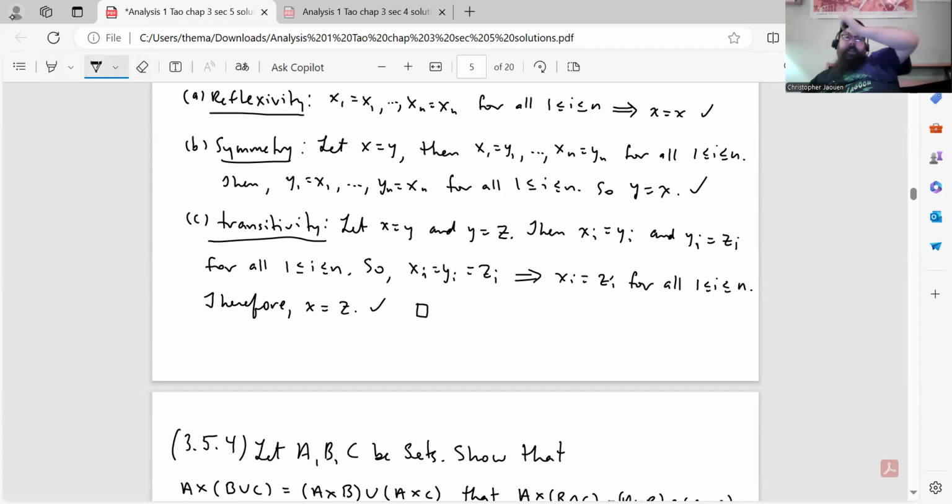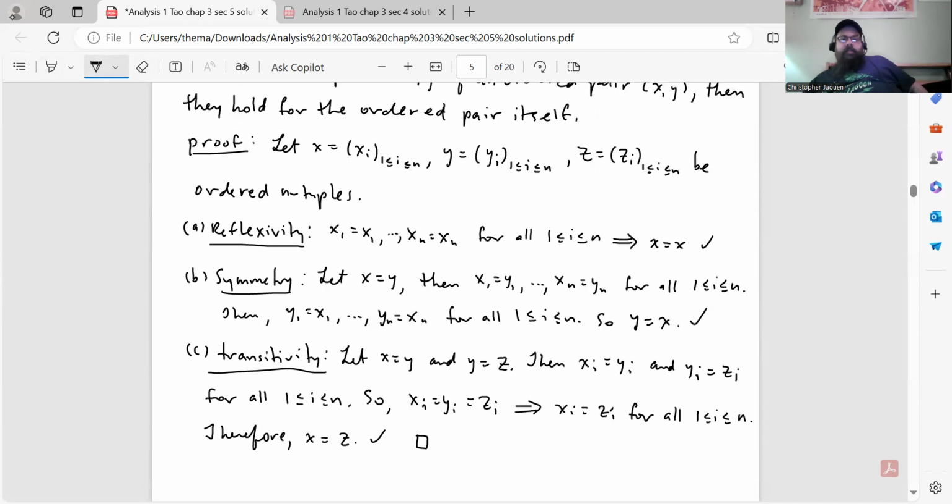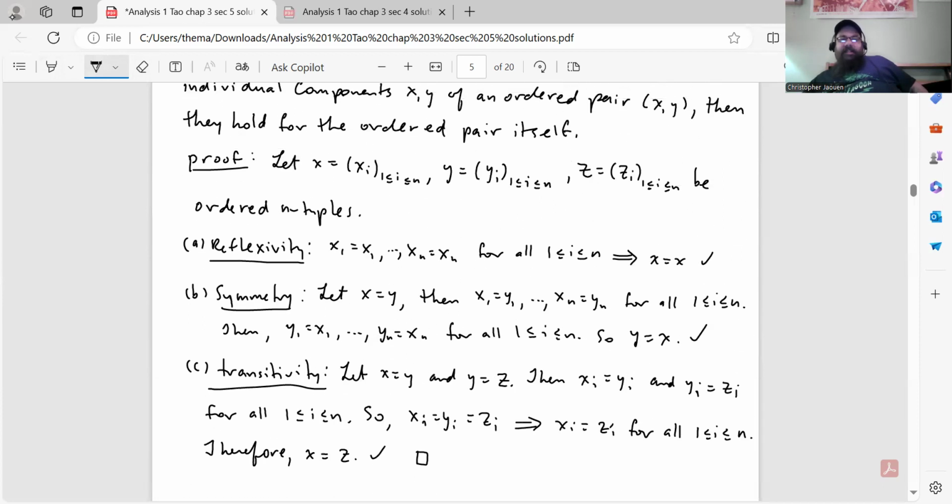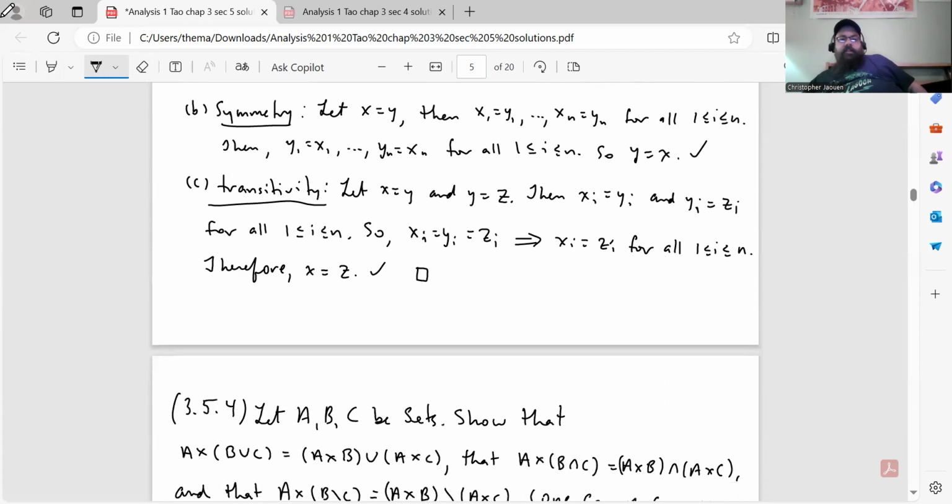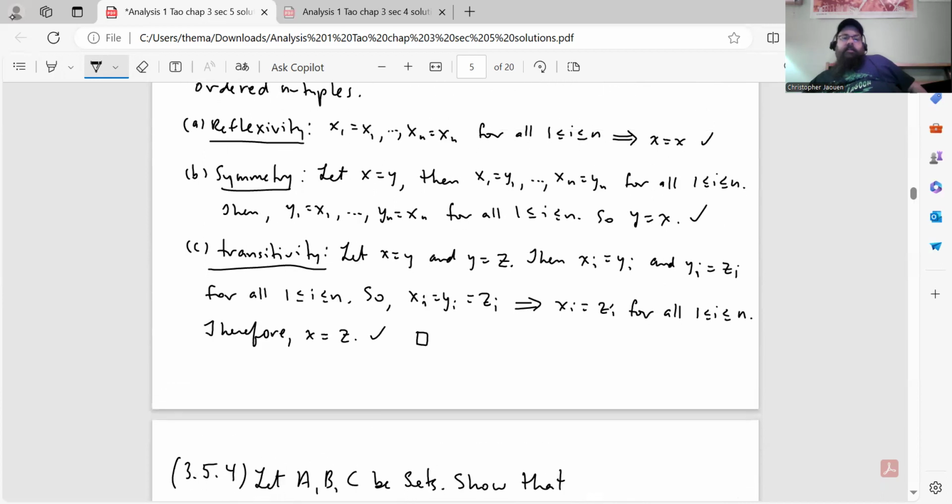All right, then xi equals yi and yi equals zi for all i from 1 to n. So xi equals yi equals zi, which implies that xi equals zi for all i from 1 to n. Therefore, x equals z. And I just realized I didn't define these for you, but x is the ordered n-tuple of the xi's, y is the ordered n-tuple of the yi's, and z is the ordered n-tuple of the zi's. So that shows that transitivity holds, and the other two also hold.